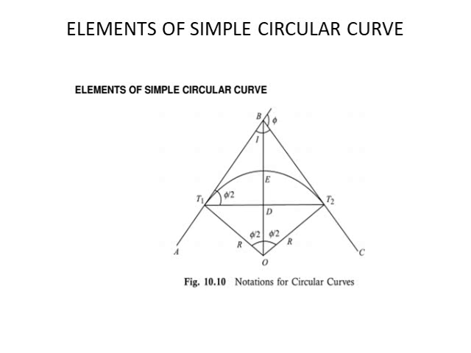Similarly, in this particular diagram, D is a midpoint. And this is the property of a simple circular curve, that the distances T1D and DT2 are equal. At the same time, the tangent length BT1 and tangent length BT2 are also equal.